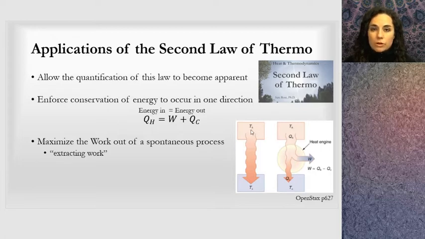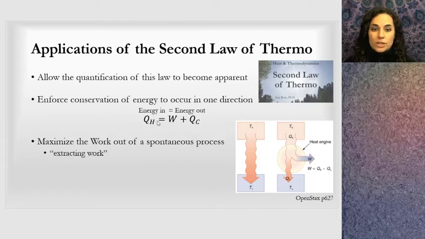Heat will flow from the hot reservoir to the cold reservoir. The quantification of it comes from accounting for those heat flows. The heat in has to equal the work that the heat engine puts out plus whatever cold was left over and goes to the cold reservoir. The purpose of applications is to maximize or extract the work from the process in the natural direction.